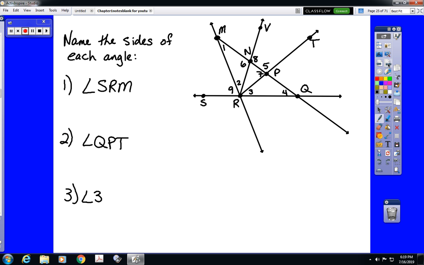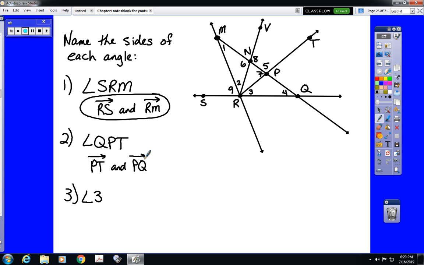We could also ask you to name the sides of an angle. So for instance, angle SRM. So angle SRM is located right here. Remember that the sides are the rays that form that angle. So they would start at R, pass through S, which would be RS, and start at R and pass through M, RM. For angle QPT, it's right here, those 2 rays would start at P and pass through T and Q. So those would be PT and PQ. Notice that you have to have the ray symbol because when you name the sides of an angle, that is a pair of rays.